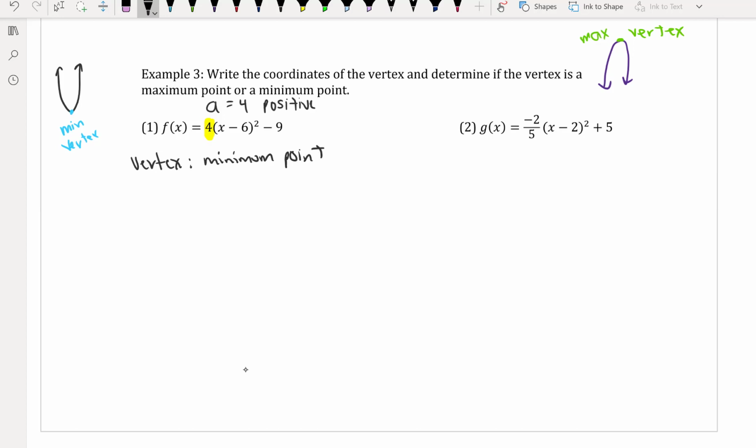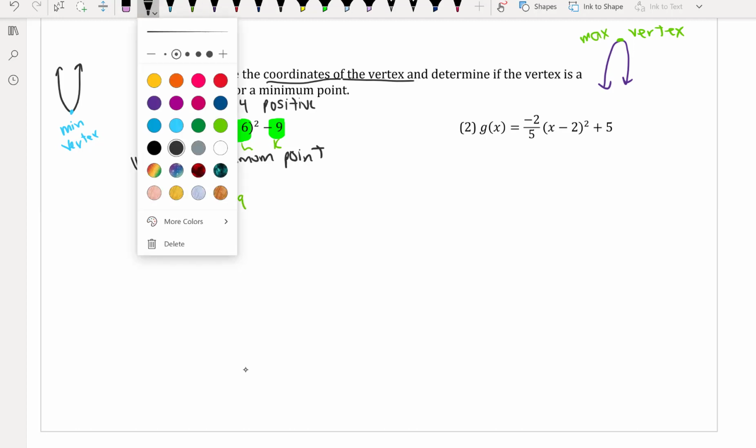And it also wants me to find the coordinates of the vertex. So the vertex is going to be, remember, the h and my k value are here. So here's my h, here's my k. So I'm going to have a positive 6 and a positive 9 for my vertex.